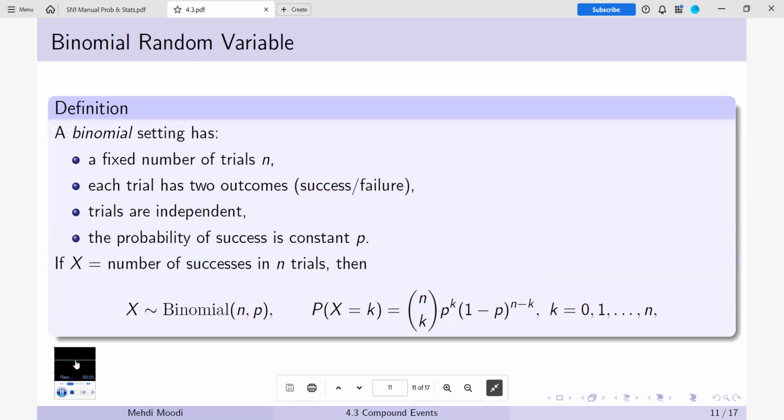Pattern to spot: a fixed number of repetitions of a Bernoulli experiment, independent, with the same probability of success. Count successes and you have a binomial random variable. X could be anywhere between 0 and n. The formula gives you the probability of each possible value of X.